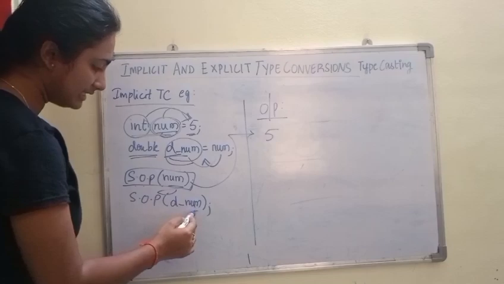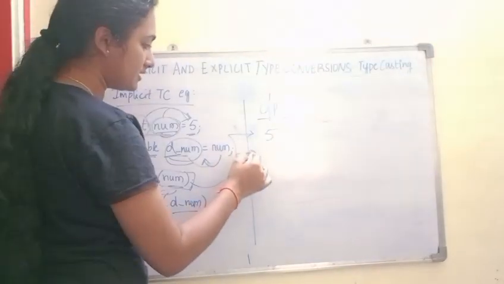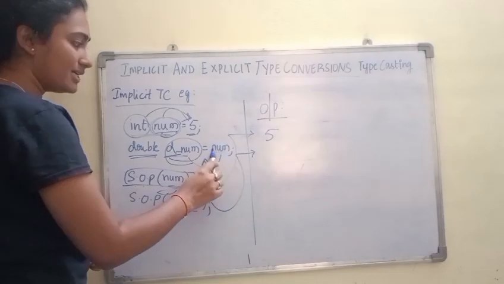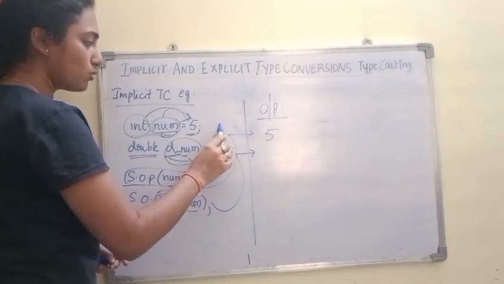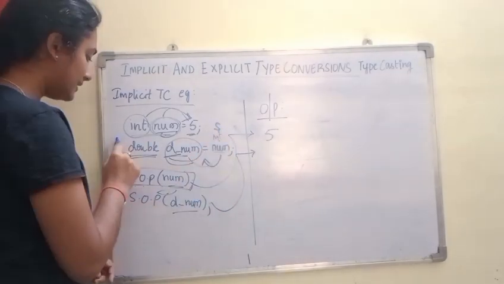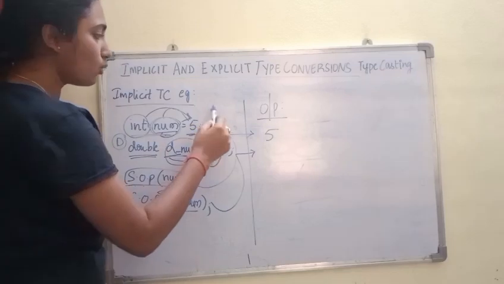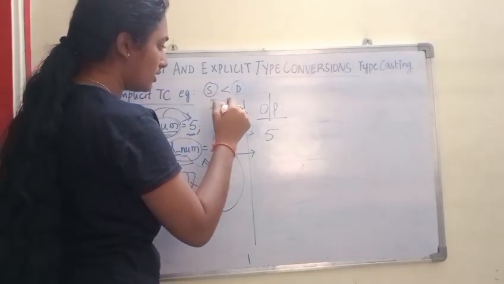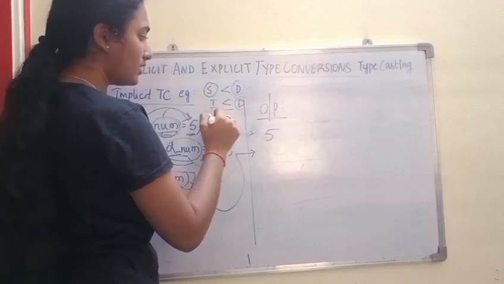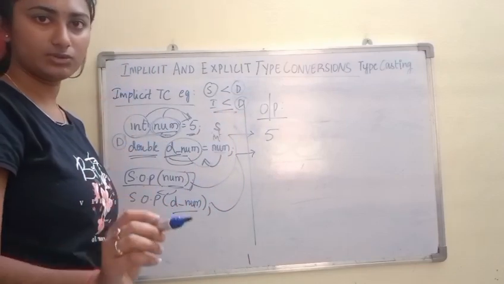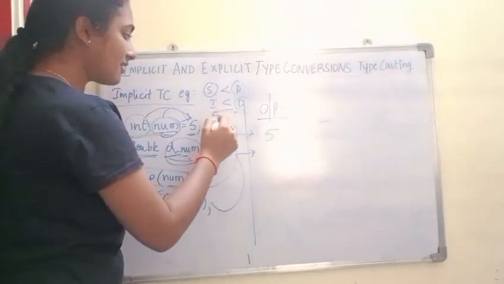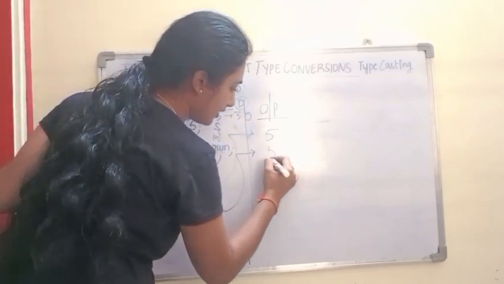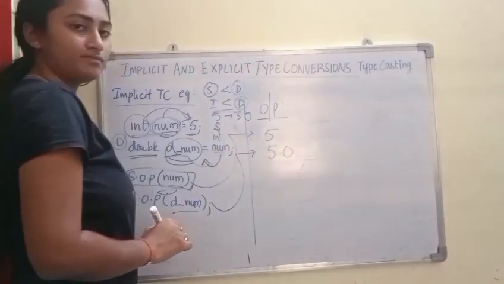When you print dnum, what actually happens here is that it is a double data type, but the number given to it is an integer. This is the source data type and this is the destination data type. The source data type is smaller than the destination data type. Int is smaller than double, right? So implicit type conversion happens here. The integer 5 is converted to double, and you get the output in this way.